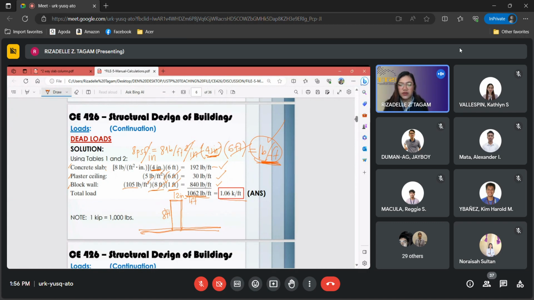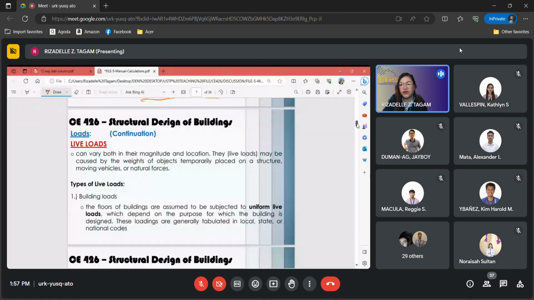We convert it to kips by dividing by 1,000. 1 kip is 1,000 pounds. So dividing by 1,000, that is 1.06 kips per feet. That is the uniform load on our beam, dead load only. So the dead load is 1.06 kips per feet. So that is it on solving dead loads.